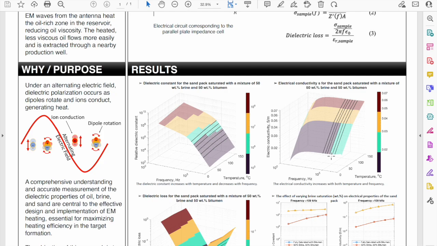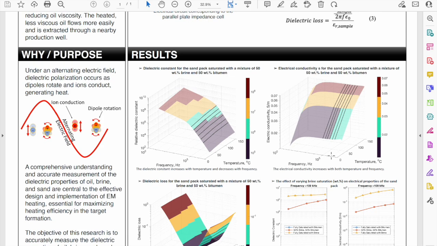When examining the behavior of conductivity as a function of temperature at a constant frequency, the conductivity increases with temperature. This trend is primarily due to the enhanced mobility of charge carriers at elevated temperatures. As the temperature rises, the kinetic energy of the ions in the brine increases, allowing them to move more freely through the sandbag, thus enhancing conductivity.